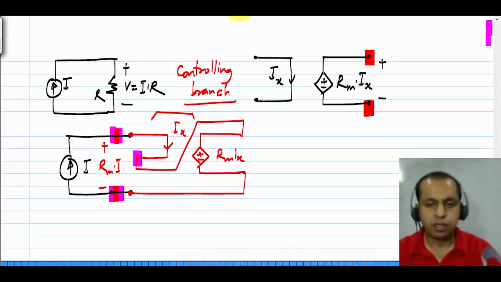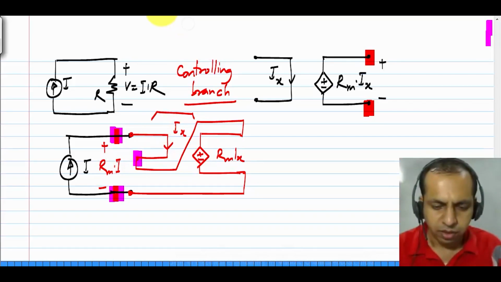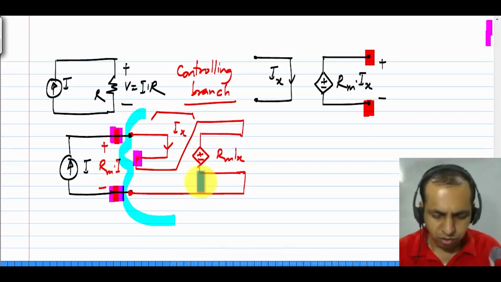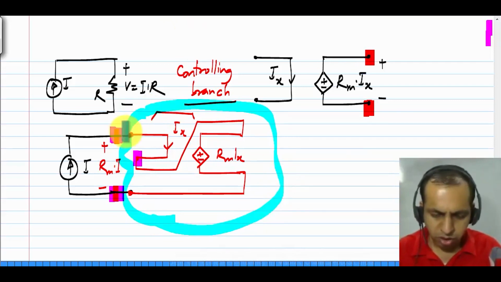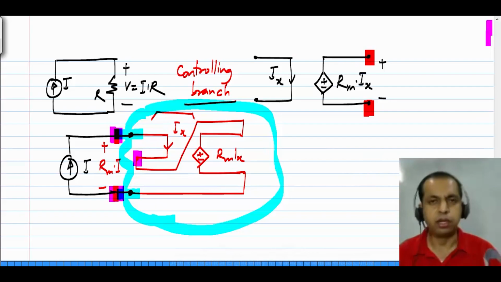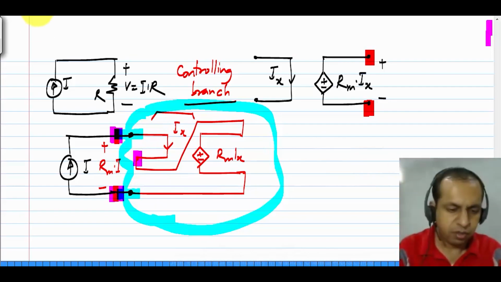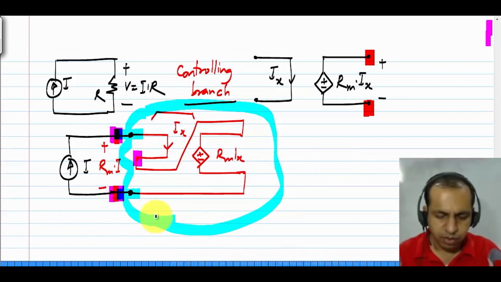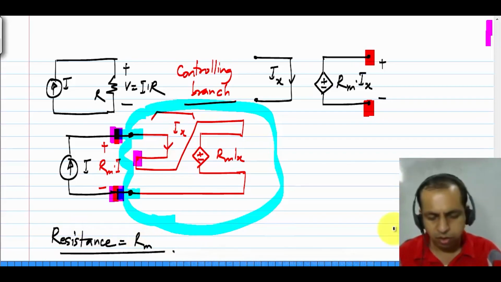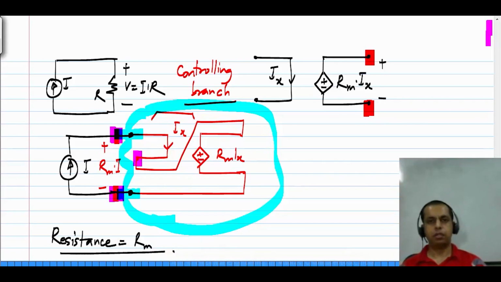Okay. So, clearly, like before, if I look at this equivalent two terminal element, okay, it will look like a resistor and the value of the resistance is Rm. Okay. So, you can use a current controlled voltage source also to synthesize a resistor.